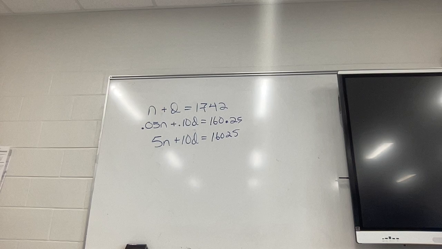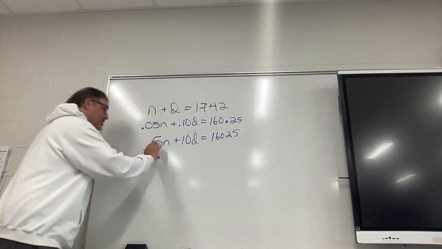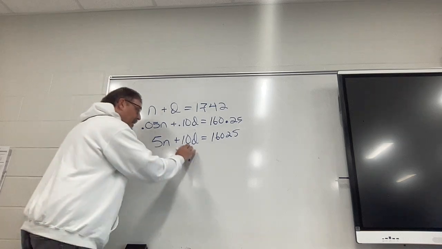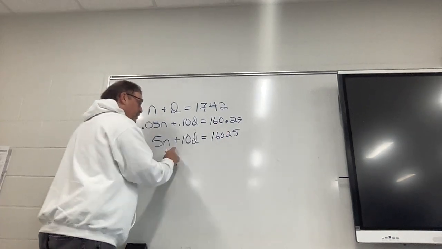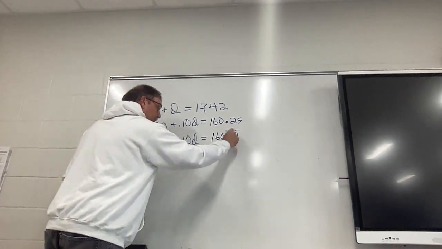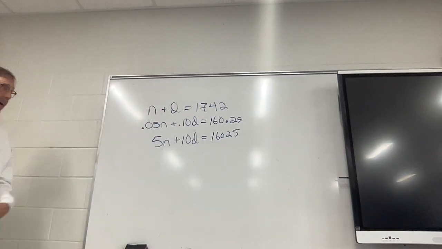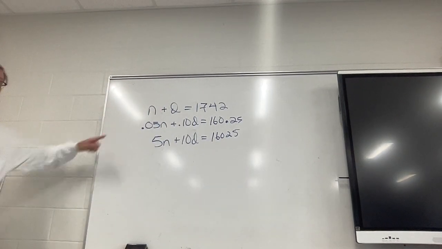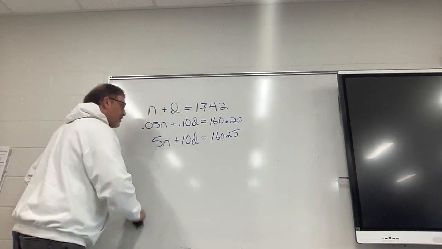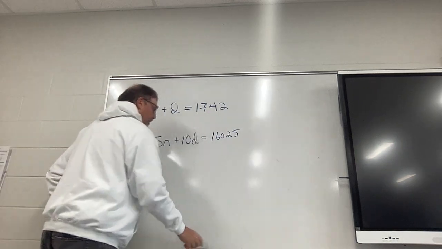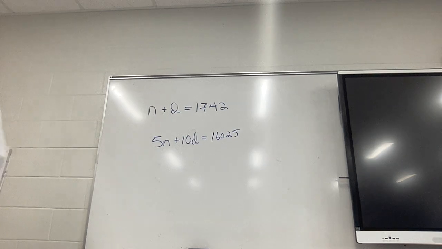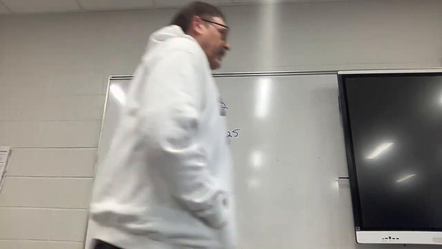5 cents times the nickel, 10 cents times the dime equals $160.25. I prefer to not have the decimal and do nickels and pennies. So a nickel's worth 5, a dime's worth 10, and your value, because there's 100 cents, once, twice. So I'm going to prefer the bottom one. You could absolutely prefer the top one if you want. I'm preferring this one.